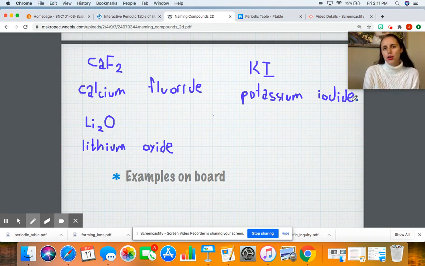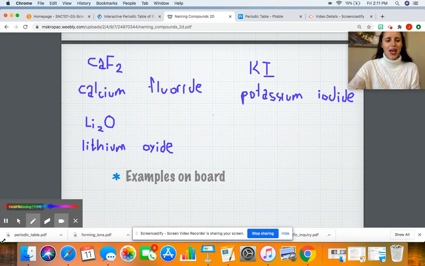Tomorrow we are going to look at what's called multivalent metals in ionic compounds. Have a great day. We'll see you soon.